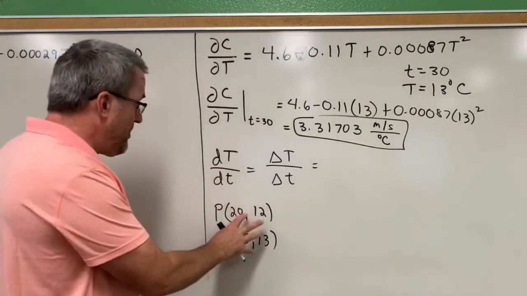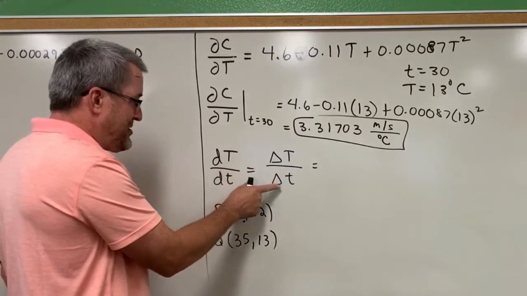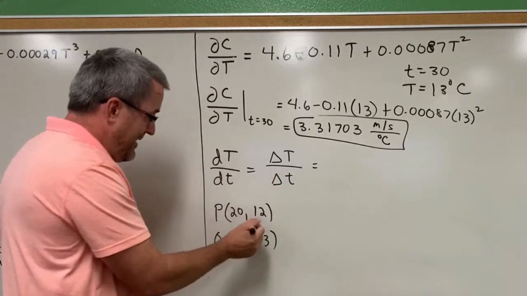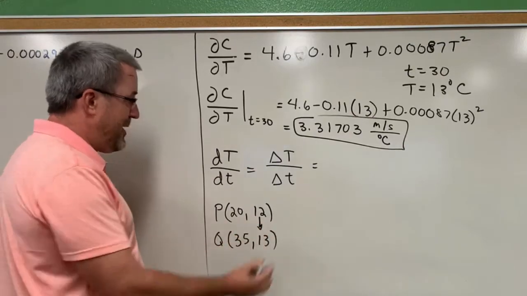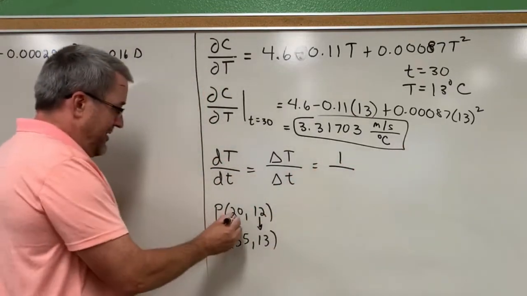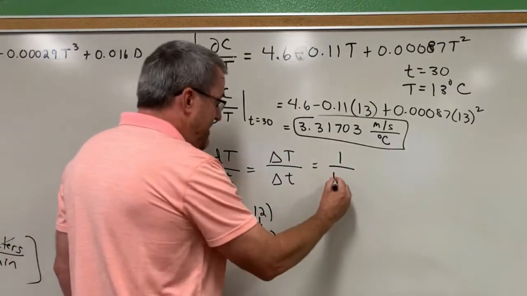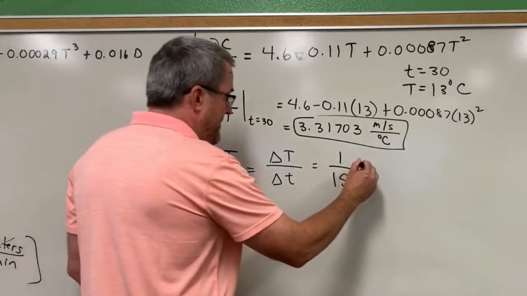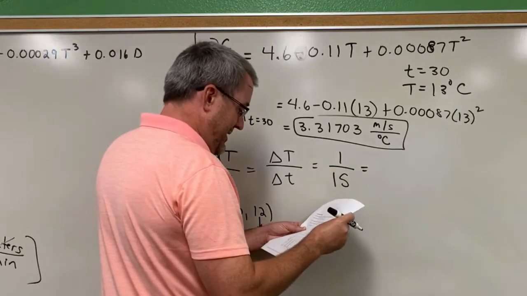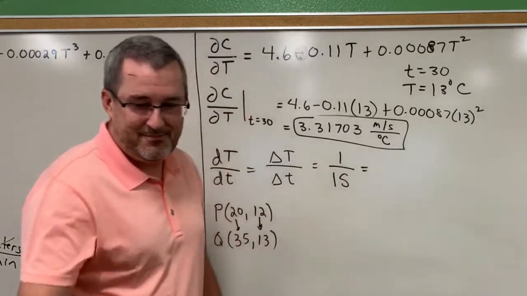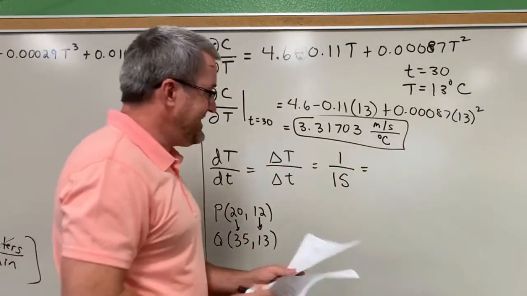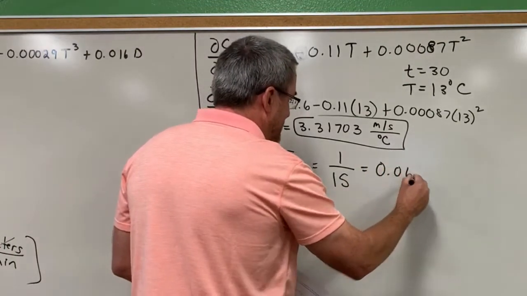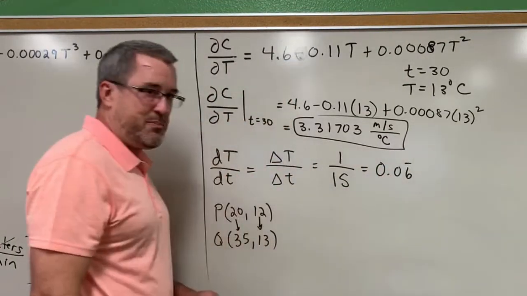So the slope there, the change in temperature relative to changes in time. Look, the temperature increased by 1 degree. The time increased by 15 minutes. So the slope here, the rate of change here is 1/15, and if you like, a decimal approximation, 1/15 is 0.06, and that 6 repeats forever.